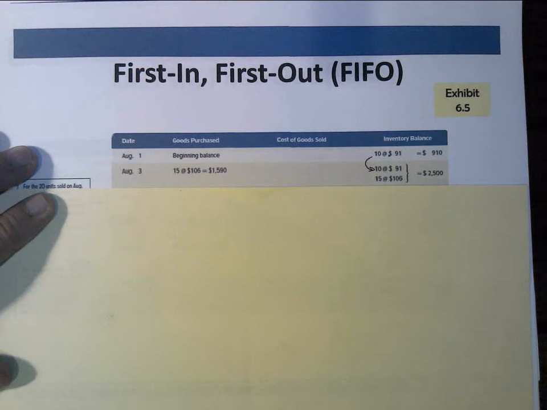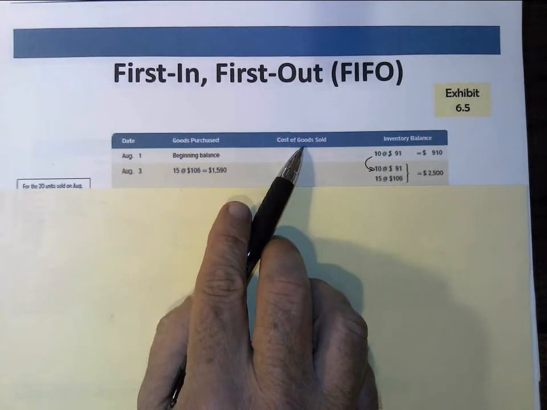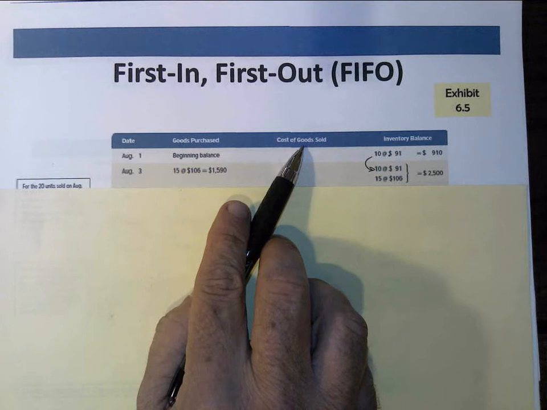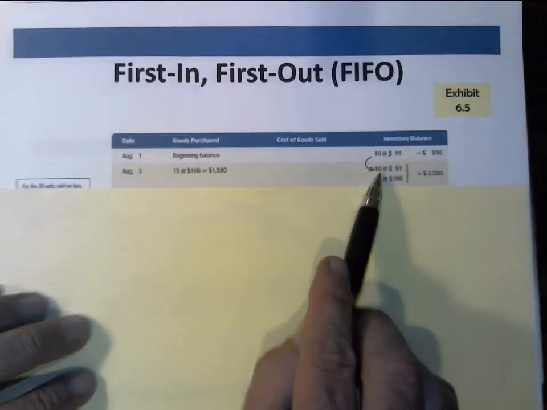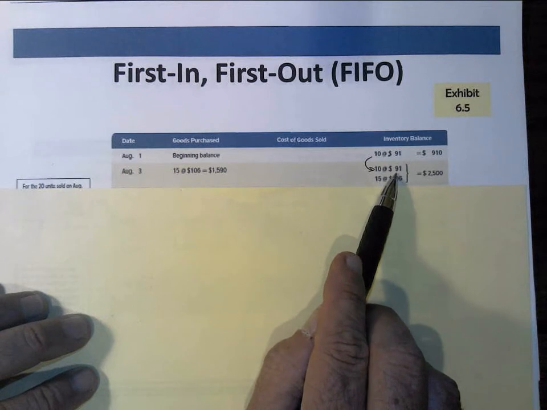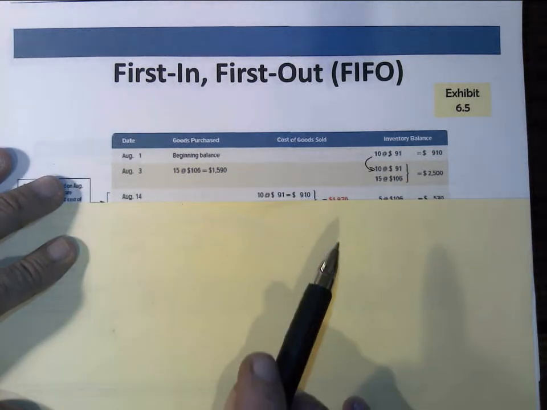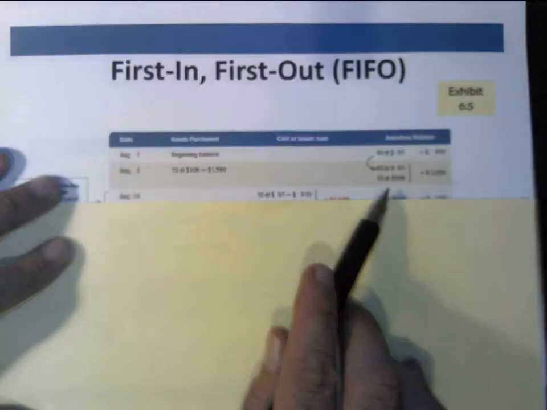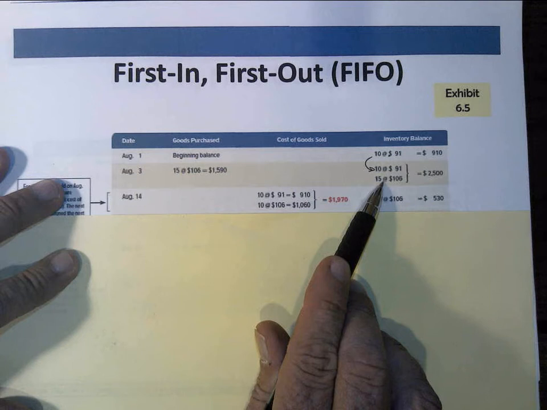The next transaction is the August 14th transaction, where we're going to sell 20 units at $130. Okay, again, I don't care about the $130. I'm looking for what? The cost of goods sold. So I need to sell 20 units. Well, I start where? First in my oldest layer, right? So I want to sell what? All of those units at $91. So I bring those down to my cost of goods sold, but I still need 10 more to make up the total of 20, right? So I take 10 out of this layer.